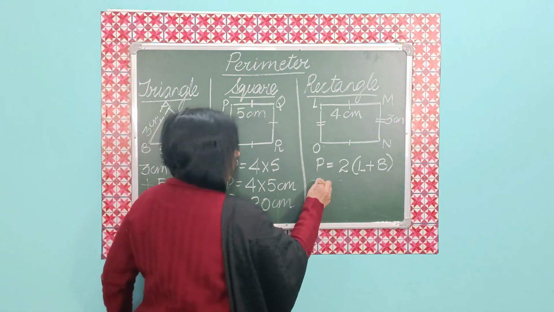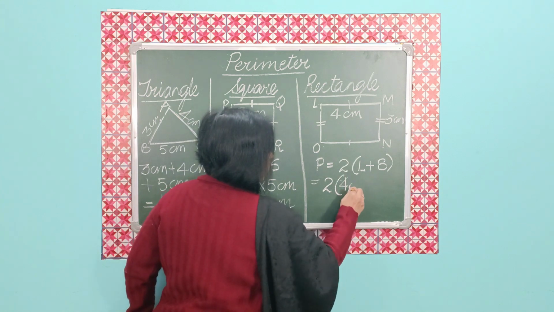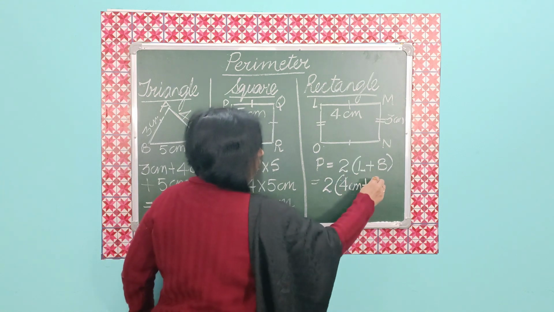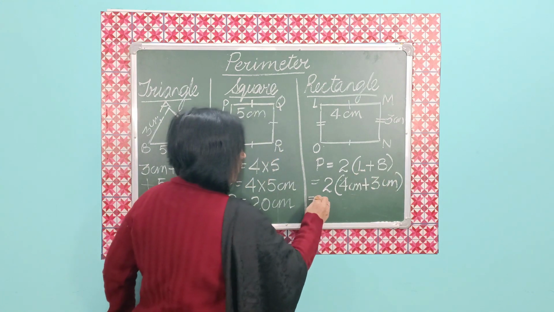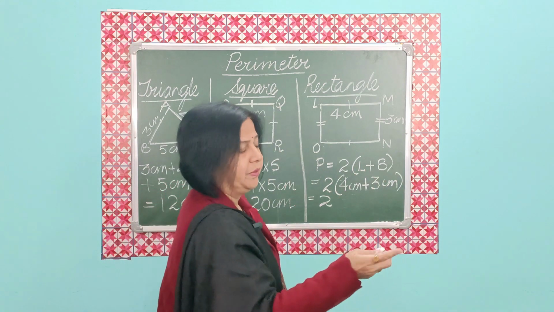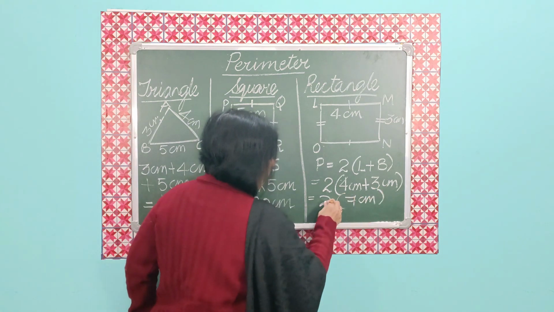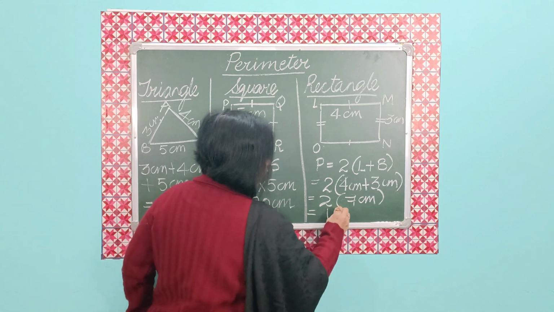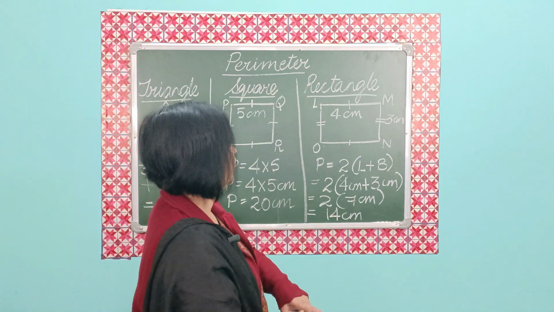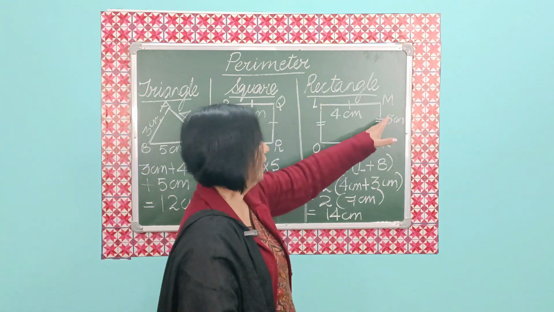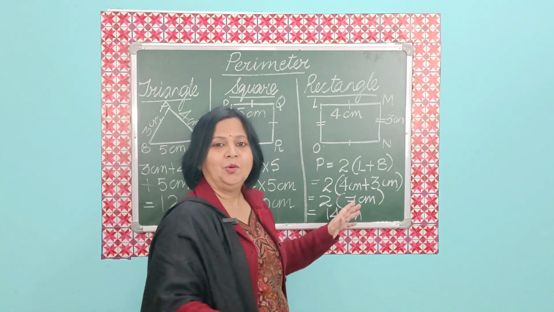So what do we have? The perimeter is equal to 2 multiplied by length. That is 4 centimeters plus the breadth is 3 centimeters. Do not open the bracket now. First do the addition inside the bracket. So 4 plus 3 is 7 centimeter. Now you do 2 multiplied by 7 and that is 14 centimeter. So perimeter of this rectangle LMNO is 14 centimeter. And that's all to perimeter.